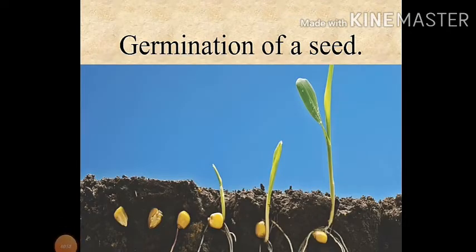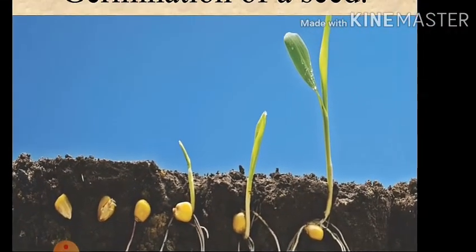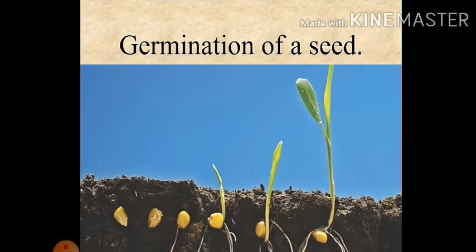As you can see on your screen, there is a picture given here. In this picture you can see a seed which is sown into the soil and is slowly growing into a plant. The seed is growing into a plant. This process is known as germination of a seed. So let's learn germination of a seed in detail.